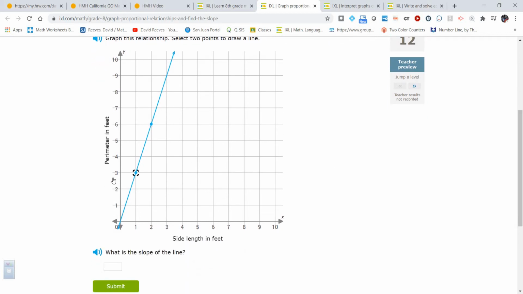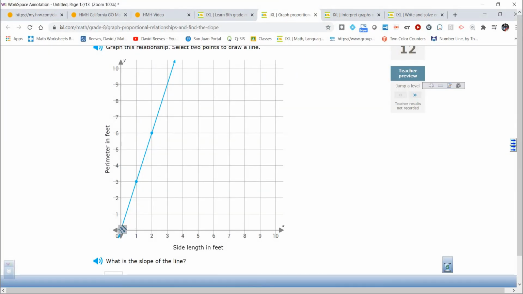The change between any y value and the x value will always be up 3 over 1. Can you see that? In fact, let me go ahead and just put that. It goes up 3, and then it goes over 1, right? And then it goes up 3 again, and then over 1 again. Then it goes up 3 and over 1. So that is our slope, 3 over 1.